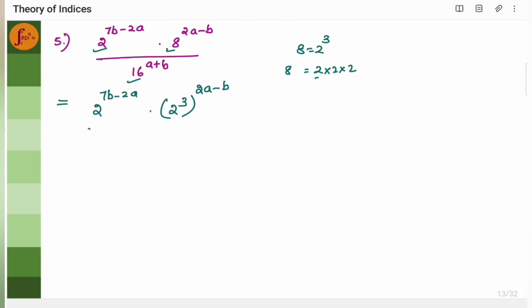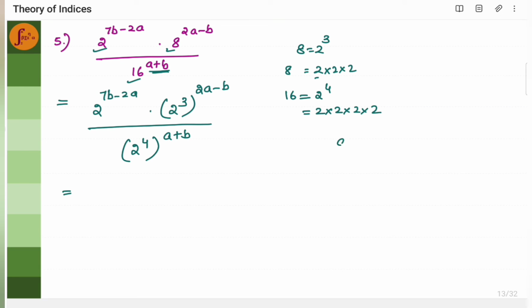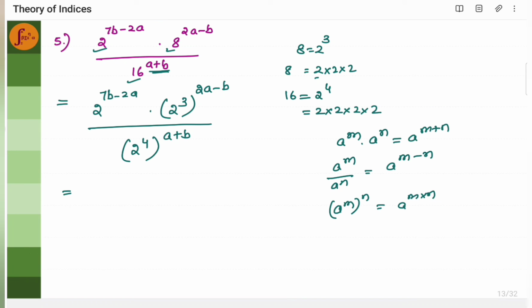2a minus b. Similarly, instead of 16, we can write 2 to the power 4. That is 2 into 2 into 2 into 2. So 4 to the 8, 8 to the 16. So you can write it as 2 to the power 4 to the power a plus b. So let's not forget this power. Now, let's remember the law always. a to the power m into a to the power n is a to the power m plus n. Multiplication law. If I use the division law, it will be m minus n. And this one, when you have brackets, you'll have to multiply the powers. So now let's first multiply this. We'll have to use this law, multiply this.